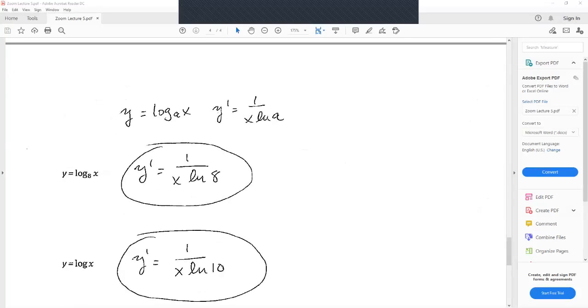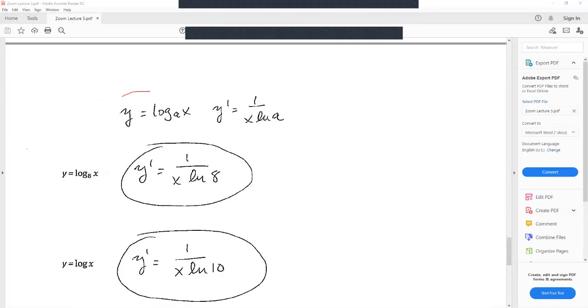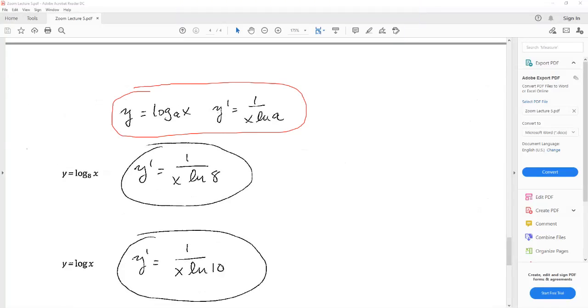Let's look at a couple of examples of the other property here. Remember that if you have y is equal to log base a of x, the derivative is 1 divided by x ln a. In this problem, I have y is equal to log base 8 of x, and it's going to be 1 divided by x times the natural log of a, right? Because we have to put the natural log of a here, and in this problem, a happens to be 8.